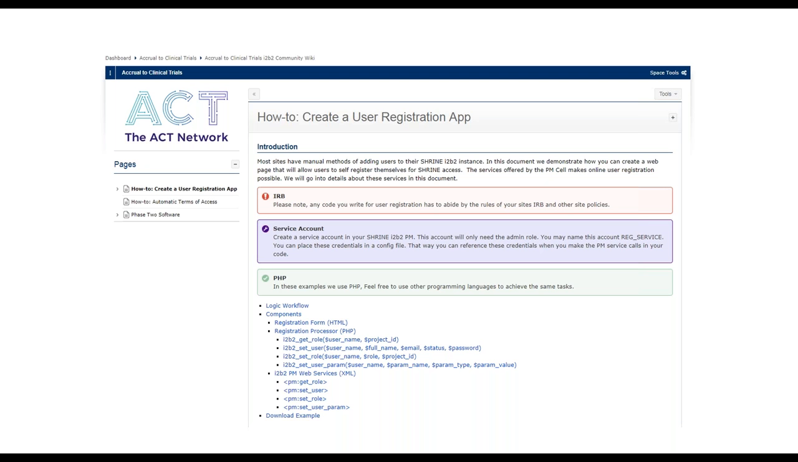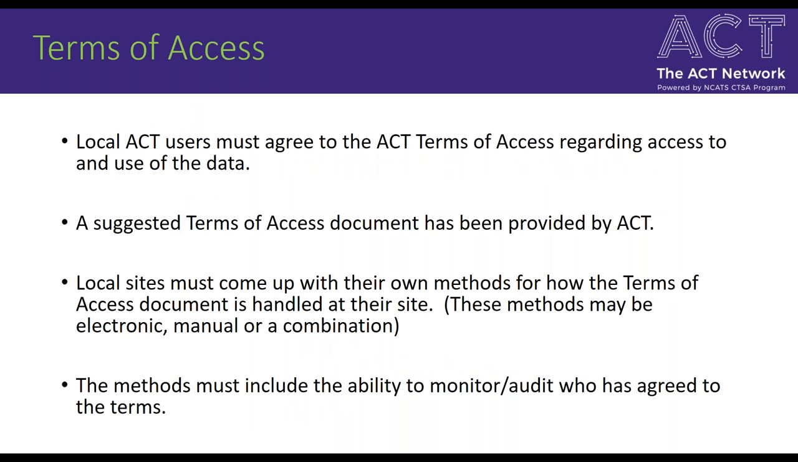I went back to the slide too because I forgot to mention that the PM service call will do the auditing of people trying to set up their users. So I wanted to add that's included if you use this method.